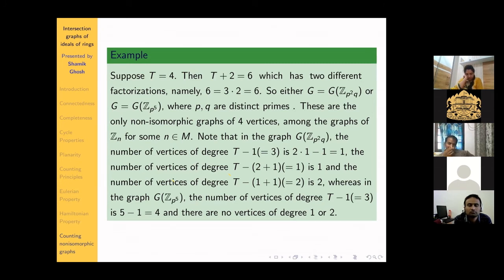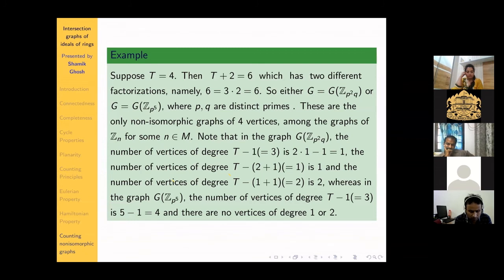Either it is of the form p square q. How do you get p square? The square 2 comes from 3 minus 1, and that q to the power 1 comes from 2 minus 1. So you can remember the product was n1 plus 1, n2 plus 1, and so on. So it is 3 minus 1 and 2 minus 1. So the graph is of the p square q form. Or it is 6, so 6 minus 1 is 5, so it is of the form p to the power 5. So there are only 2 such graphs possible of 4 vertices.